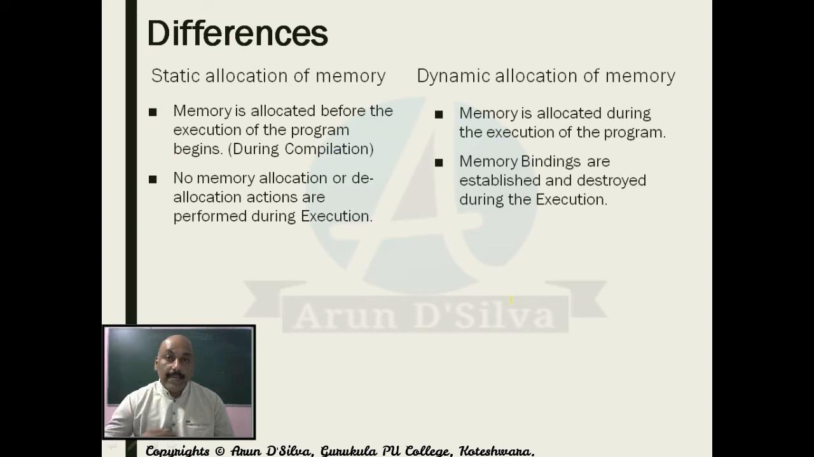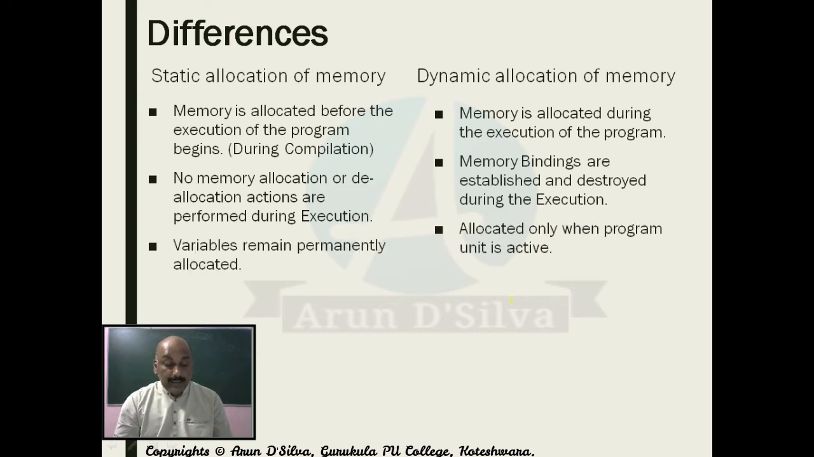The memory bindings means allocating, deallocating or freeing. So that's all happening during the execution time itself. The third difference is that in static allocation the variable remains permanently allocated, whereas in dynamic it is allocated only when the program unit is active.